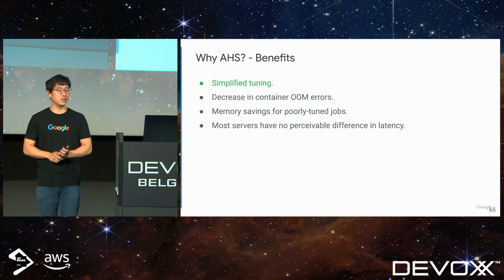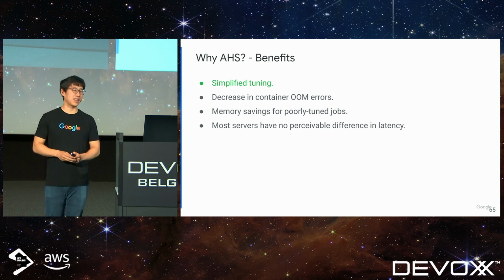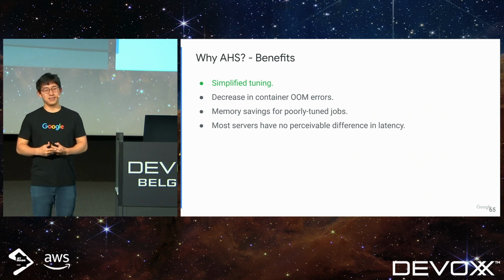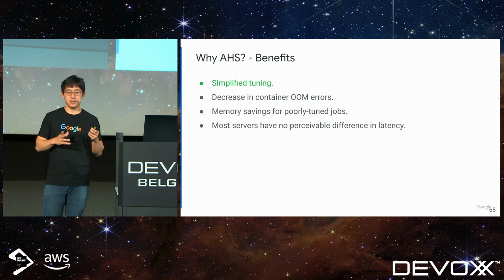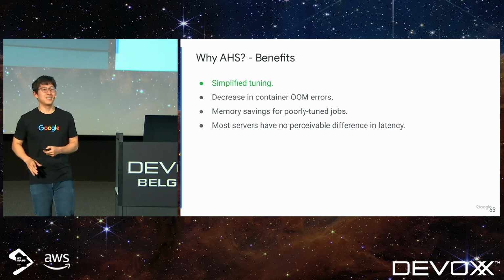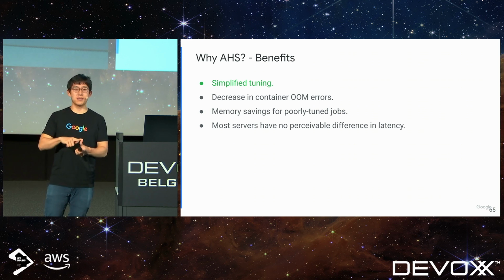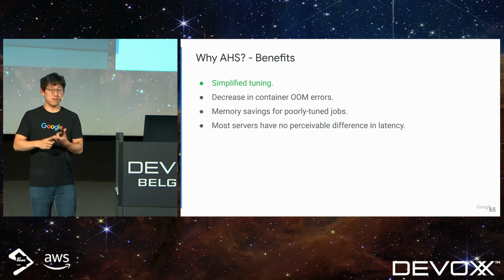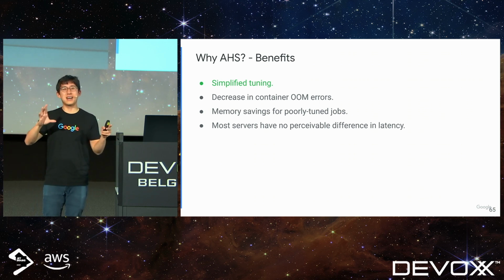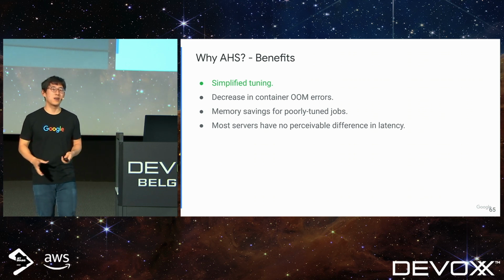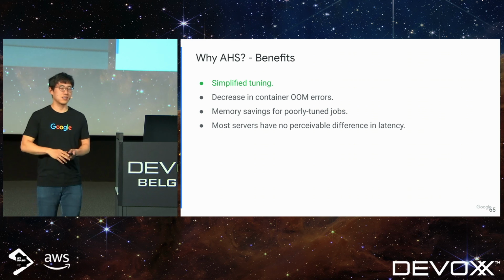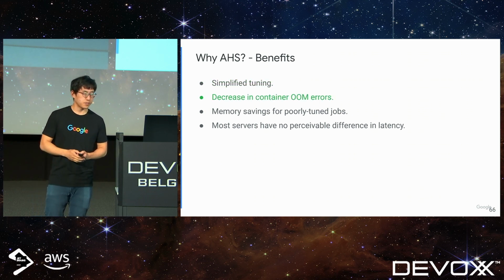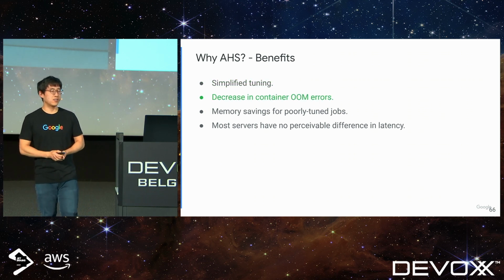Okay, so for simplified tuning, I can't really show a graph for this, but if you look at the way Java developers have to configure their applications, a lot of times you have to worry about setting the XMX, and you have to worry about setting the non-heap values. Basically, you have to try and understand how much RAM is being consumed by every part of the process, but that's obviously not easy. So here we remove the need to do that, and you can just set XMX to whatever you want.